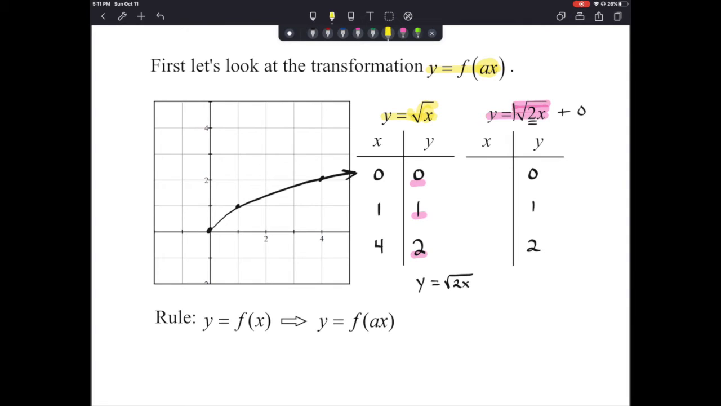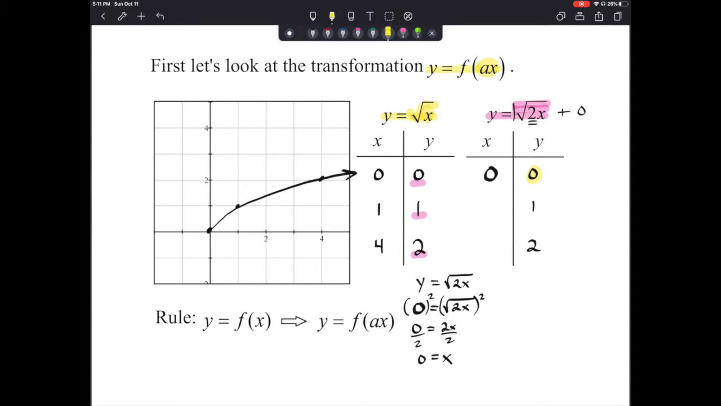Now, if I know that this output is 0, I'm going to substitute that in for y, and then we're going to solve it to figure out what the input would be. So we're going to square both sides. We get 0 is equal to 2x, divide each side by 2, and we know that 0 equals x. So even after all those transformations, our first point is still at 0, 0.